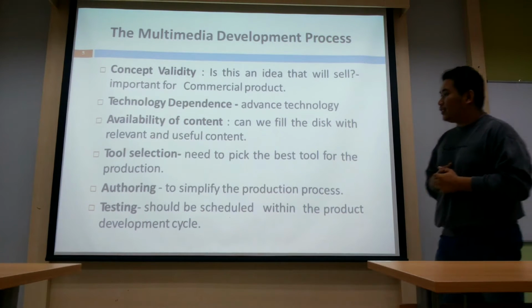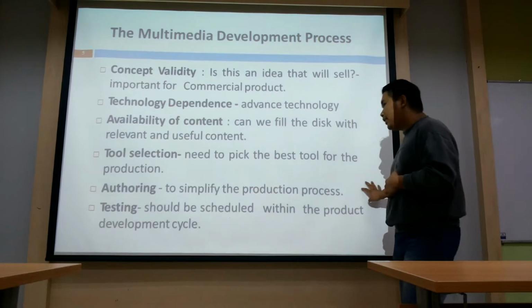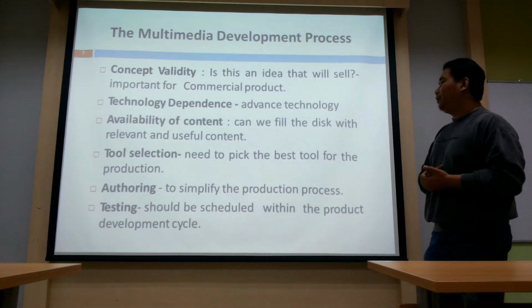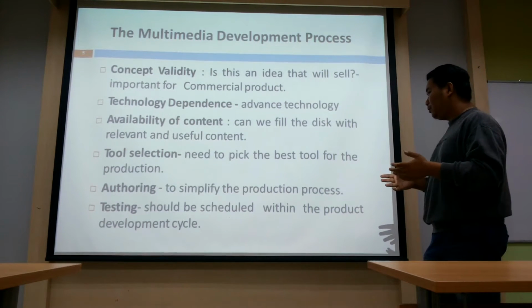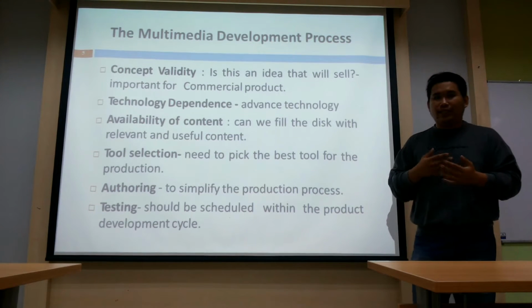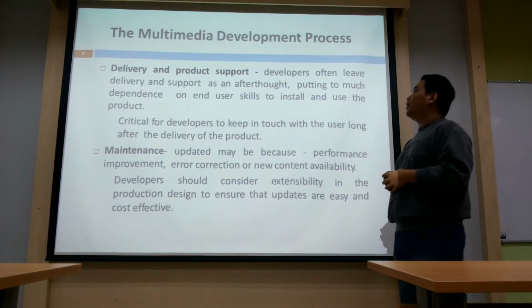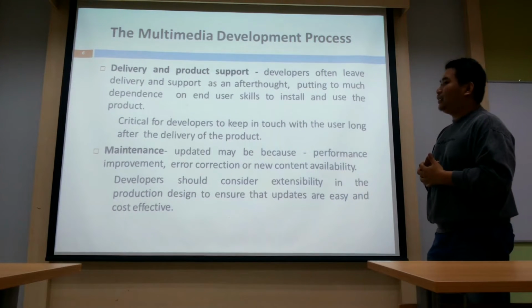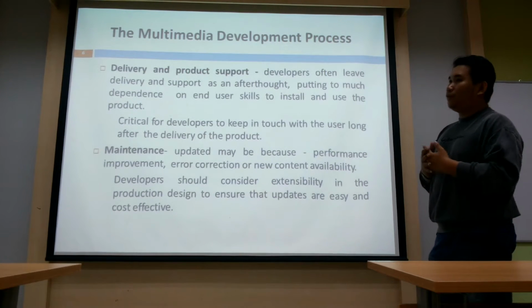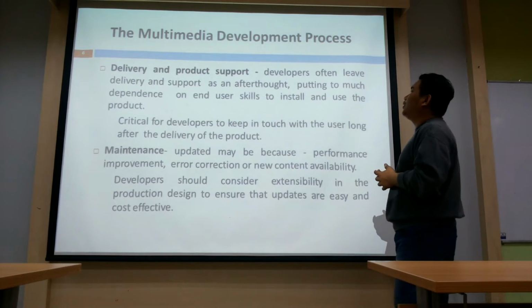So the next one is authoring. It is whether to simplify the production processes. And the next one is testing. This should be done in a more proper way because every product needs to be tested before going out. So the next one, delivery and product support. This is after the product has been settled and then for the use of users' purpose.